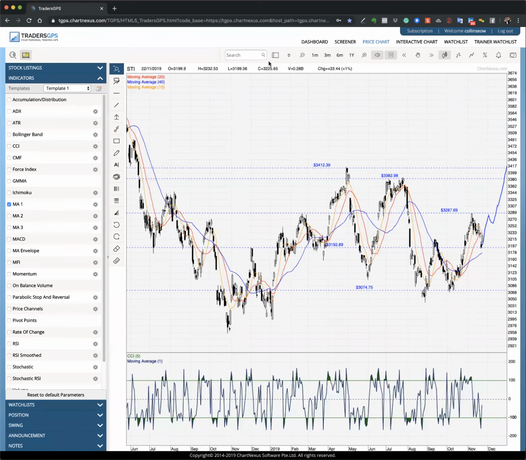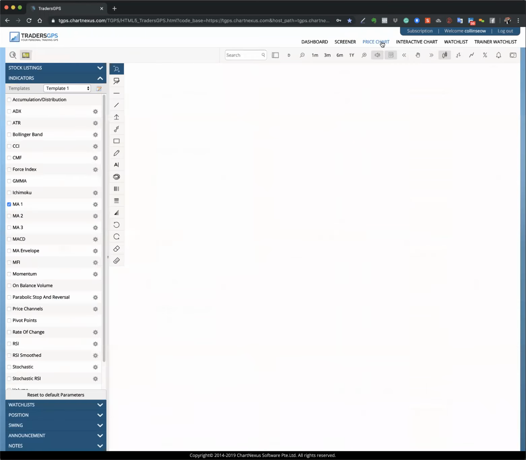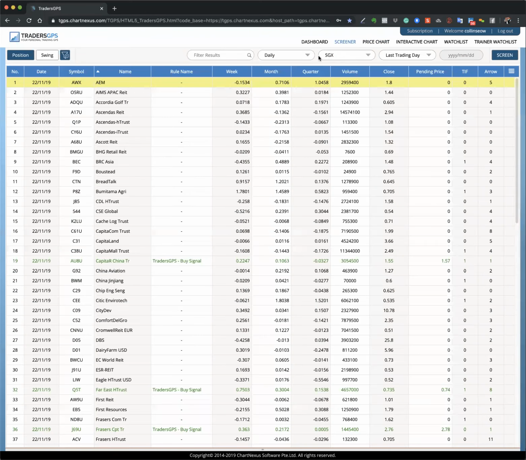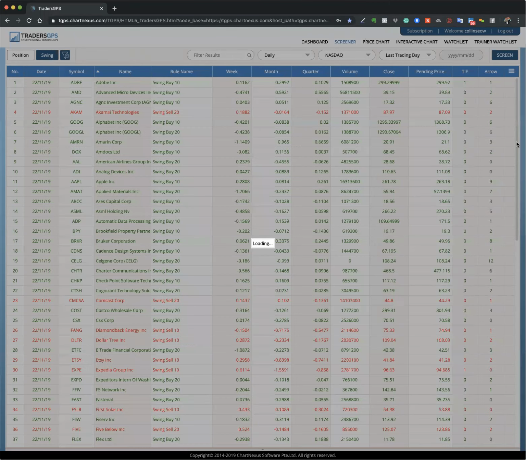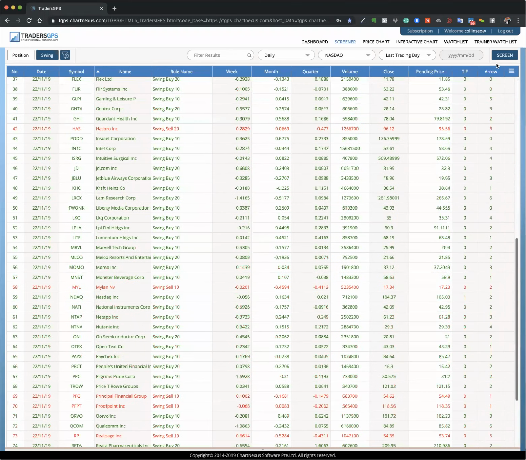If not, let's go into your individual stocks screening. In the screening part, we can look for daily swing on Nasdaq, daily swing buy. I think there will be quite a lot of stocks for daily swing. You can see from here, so many stocks for daily swing, ranked by arrows.